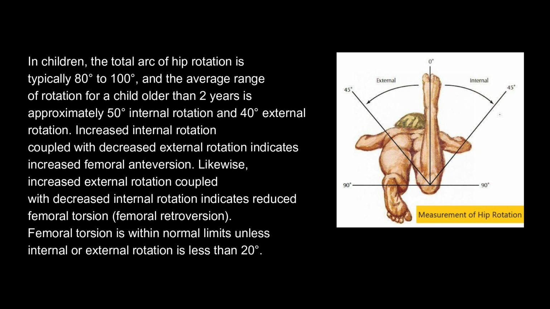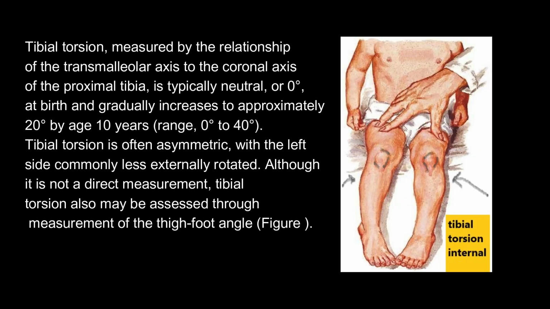Femoral torsion is within normal limits unless internal or external rotation is less than 20 degrees. Tibial torsion, measured by the relationship of the transmalleolar axis to the coronal axis of the proximal tibia, is typically neutral, or 0 degrees, at birth and gradually increases to approximately 20 degrees by age 10 years, range 0 degrees to 40 degrees.